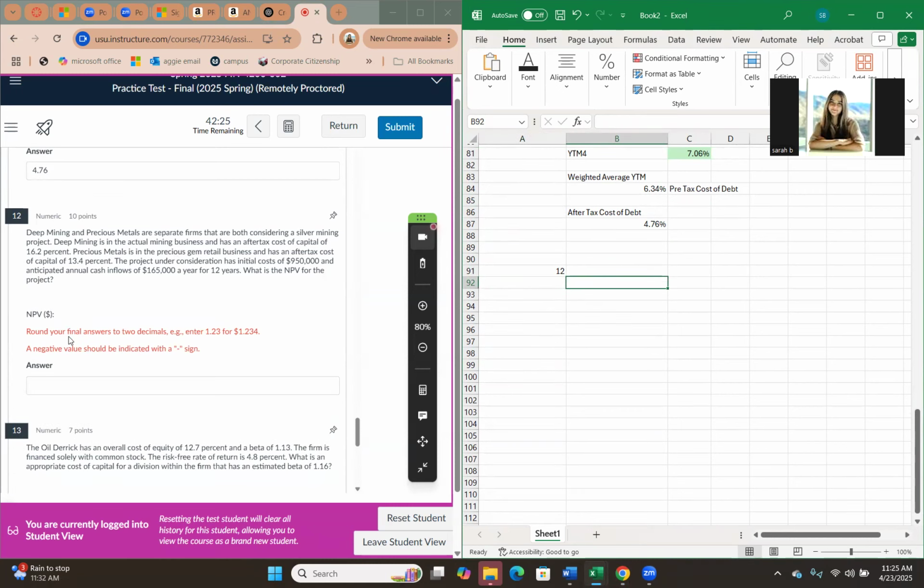Question 12. Deep Mining and Precious Metals are separate firms that are both considering a silver mining project. Deep Mining is in the actual mining business and has an after-tax cost of capital of 16.2%. Precious Metals is in the precious gem retail business and has an after-tax cost of capital of 13.4%. The project under consideration has initial costs of $950,000. The anticipated annual cash flows are $165,000 a year for 12 years. What's the NPV of the project?